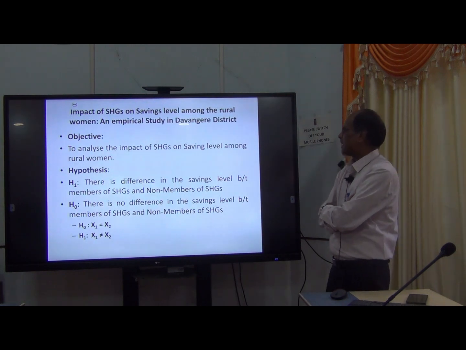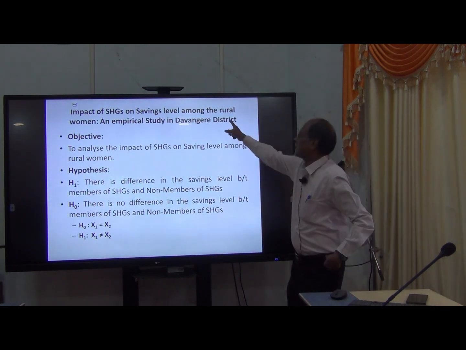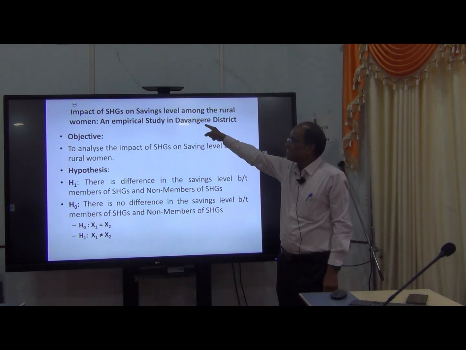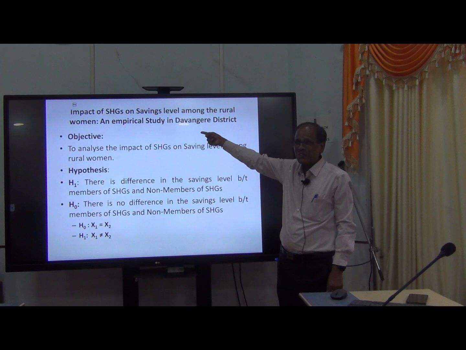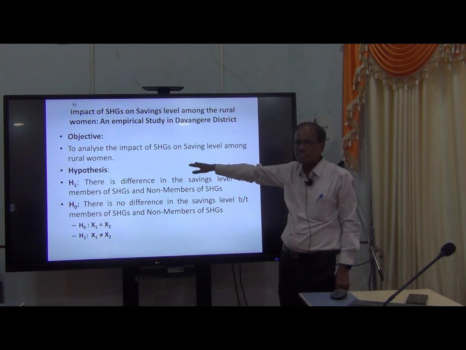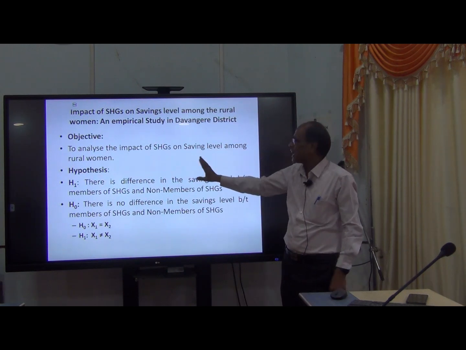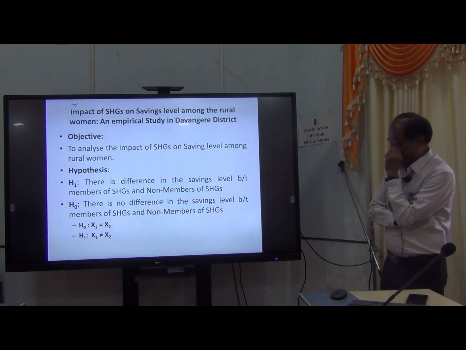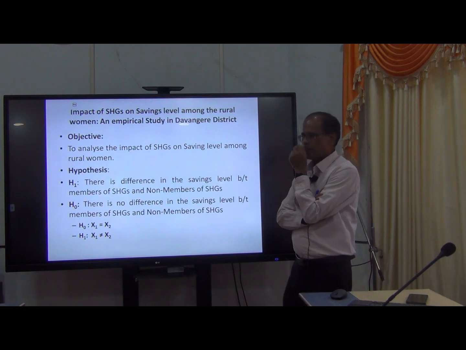The objective was to analyze the impact of SHGs on savings level. This is the core objective, and it is reflected in the title also. One paper is published on this. See, the hypothesis here is a research hypothesis.